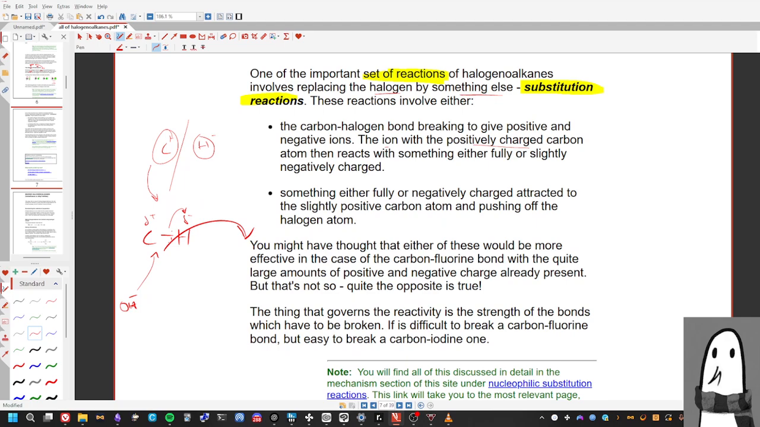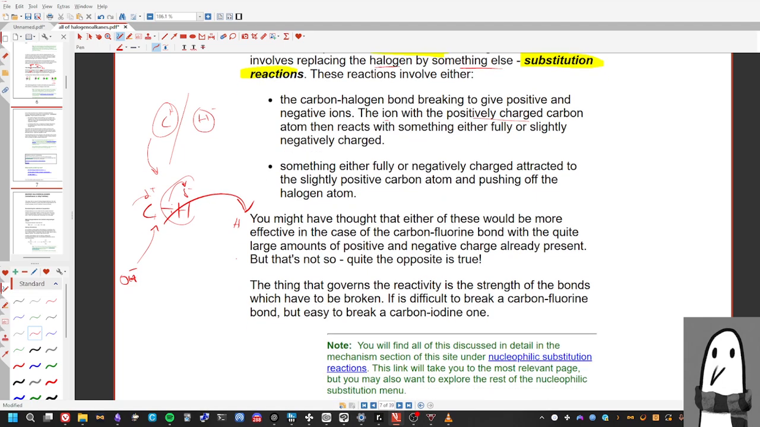No, that's going to be heterolytic fission, right? So you're going to have some heterolytic fission. This halide is going to break off, and you're going to have your carbon bonding with your OH. Now you might have thought that either of these would be more effective in the case of carbon fluorine with quite large amounts of positive and negative charge already present.